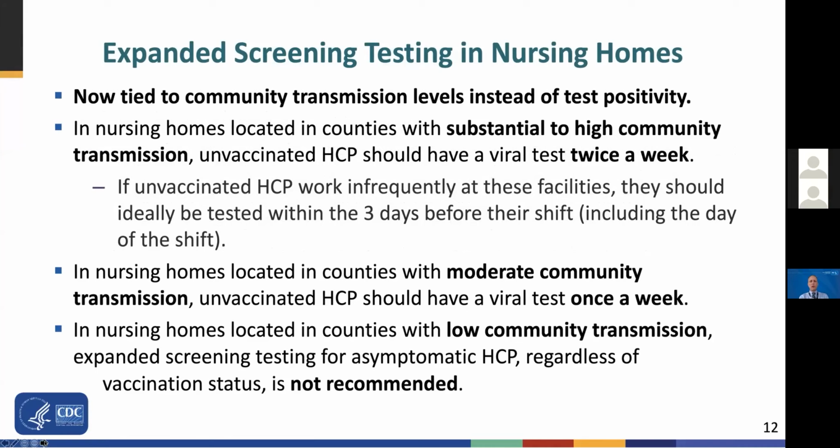So what about expanded screening for those of you working in nursing homes? There are two changes in that situation, and they could be applicable if you're doing testing outside of nursing homes as well, as some people are. First of all, we're now tying that to community transmission levels, which we'll hear about in a minute, instead of test positivity. We've also changed the frequency slightly. If you're in an area with substantial to high community transmission, it's twice a week for these asymptomatic, non-exposed healthcare personnel. In your nursing homes in a moderate community transmission area, it's once a week. And if you're in a low community transmission area, the good news is that asymptomatic non-exposed testing is no longer recommended. Next slide, please.